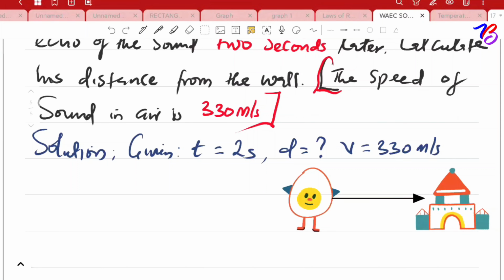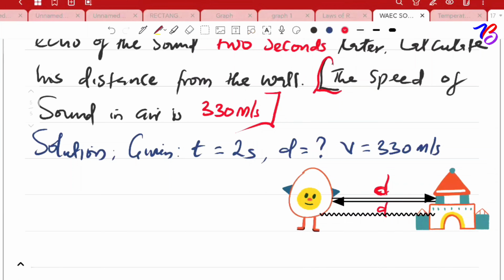So from the boy to the wall is D. Are you here? Then from the wall to the boy is also D, because they are equal to each other. So we have D and D. Are you here with me? So quickly, let's solve for our D now.